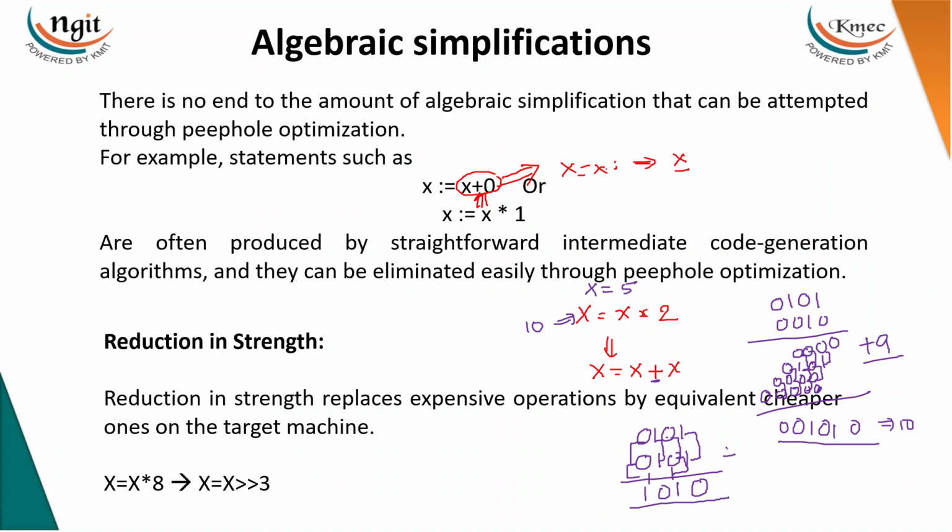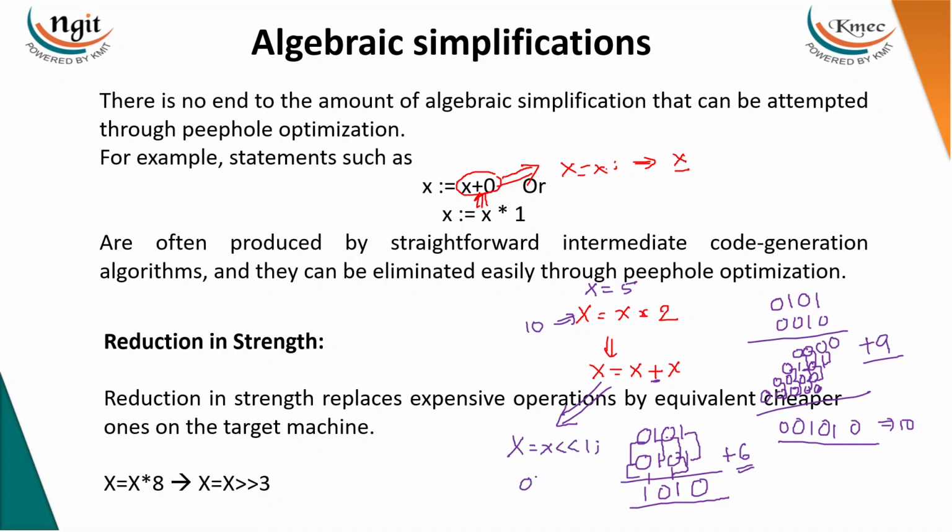But how many additions we have performed? 6 additions only. But here 9. Like that we can do it. Not only this, we can even reduce more. We can even reduce the cost of plus by writing x equivalent to x right shift to 1.